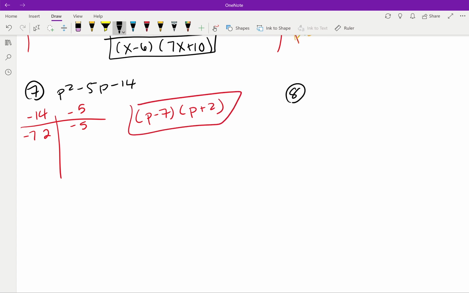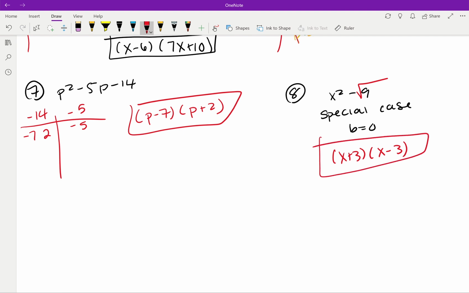Okay, let's look at number 8. X squared minus 9. Remember, this is a special case because this is when b is equal to 0. So if you remember, all we do is we take the square root of that number. So the square root of 9 is 3. So this is x plus 3, x minus 3. We have to make sure we have opposite signs. That's our answer.